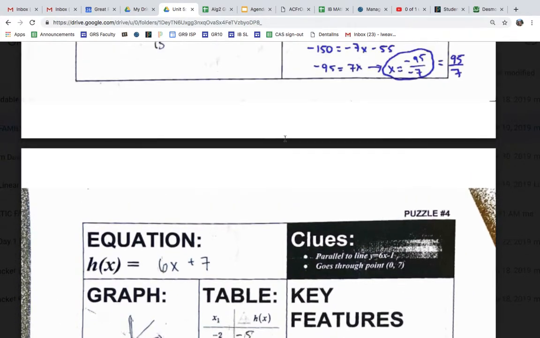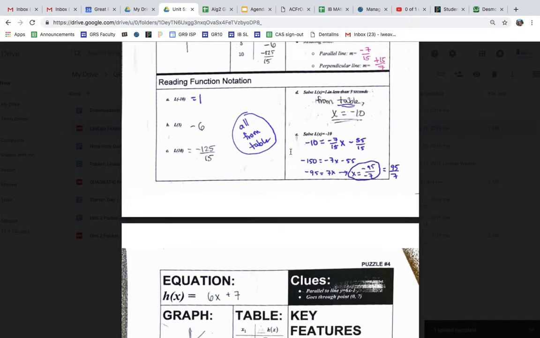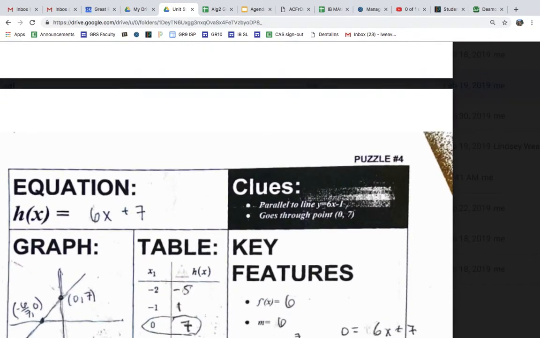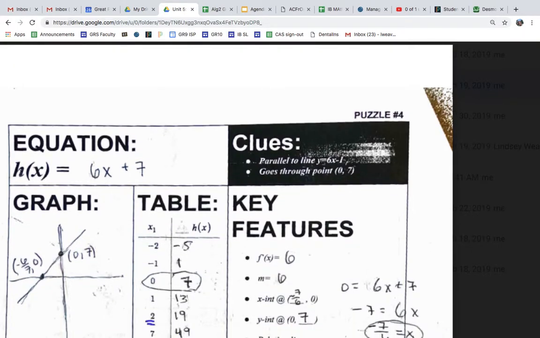Puzzle number 3 was quite difficult and long, so we gave you a little bit of a break in puzzle number 4. You're given clues that it's parallel to y equals 6x minus 1, and it goes through the point (0, 7). This is an easy point because you're given the y-intercept, and if it's parallel to 6x minus 1, the slope must be the same. So the slope must be 6. So right away, within a few seconds, without doing any work, I know that h of x is equal to 6x plus 7, y equals mx plus b.